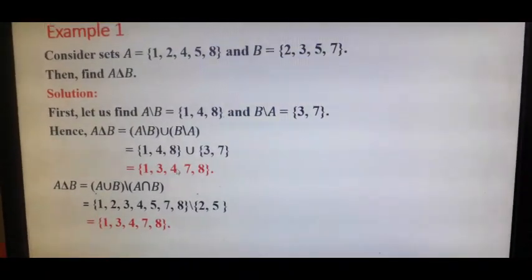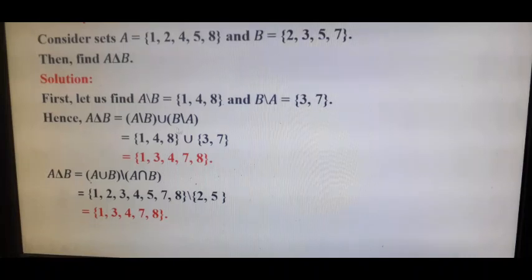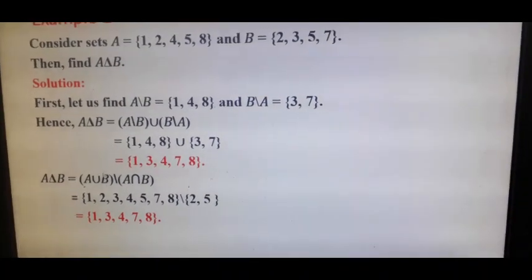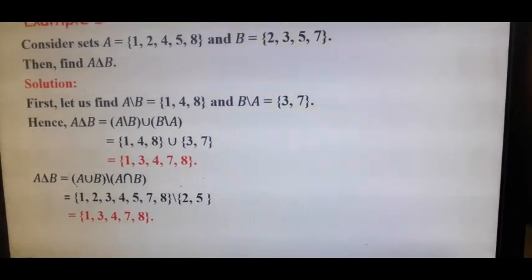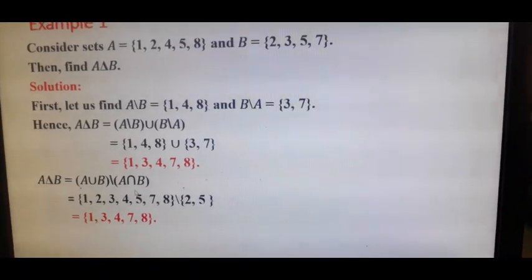So to find the symmetric difference, you can use either A without B union B without A, or A union B without A intersection B. Both can be used to calculate the symmetric difference of A and B.